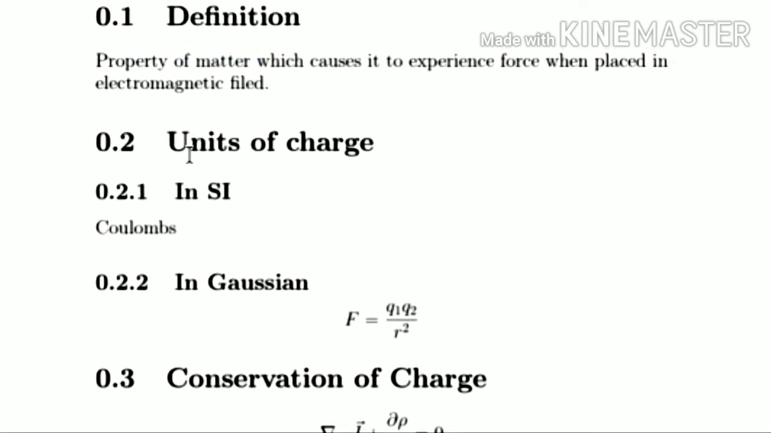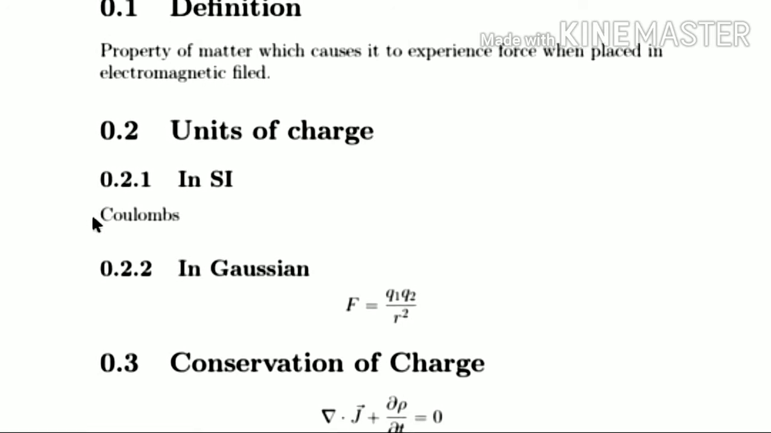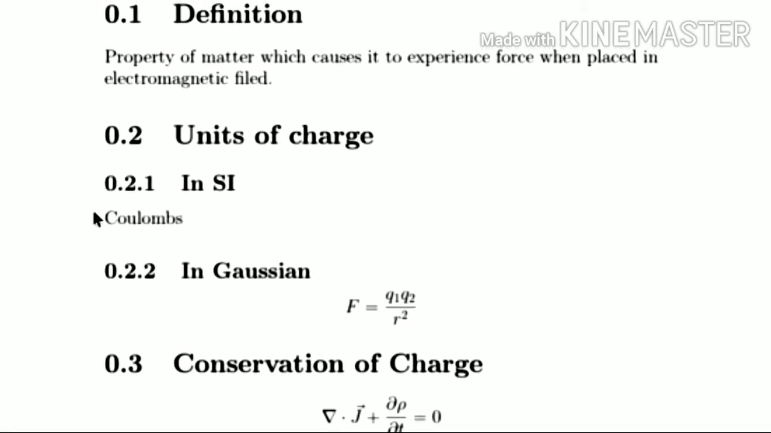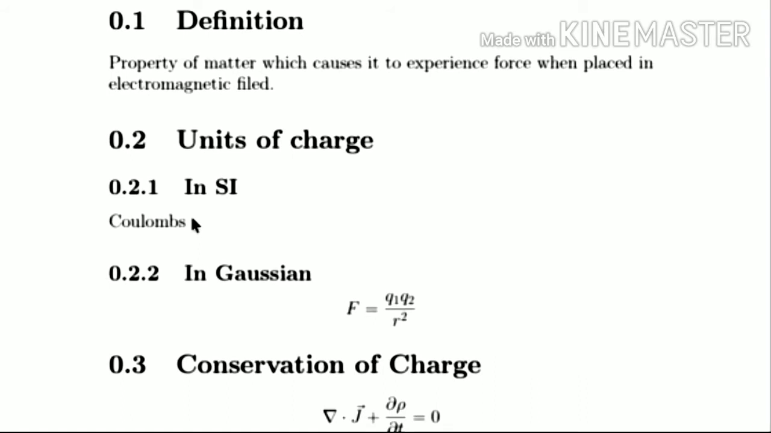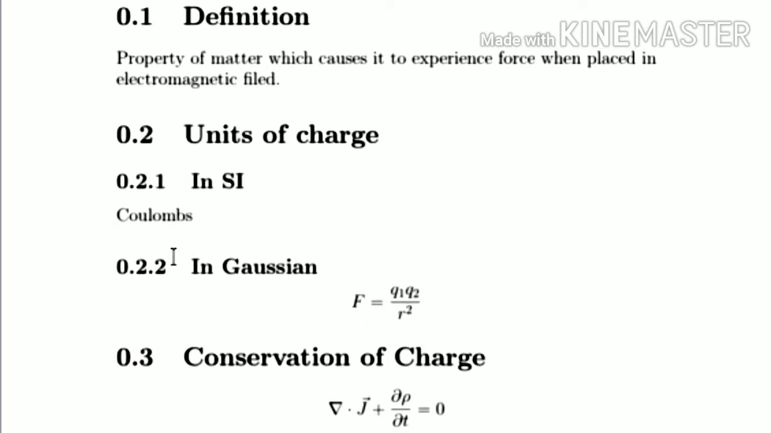Let's move on to the units of charge. In SI units, the unit of charge is the coulomb, abbreviated as C. There are other units as well, such as the Gaussian units, in which charge is expressed in fractional units of mass, length, and time. As an exercise, you can find these units. This is the Gaussian version of Coulomb's law. You can use dimensional analysis to find out the unit of charge in Gaussian.